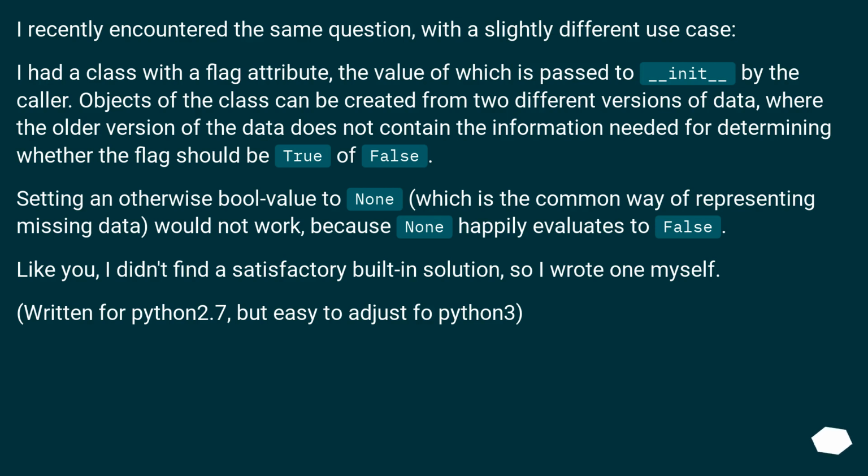I recently encountered the same question, with a slightly different use case. I had a class with a flag attribute, the value of which is passed to __init__ by the caller. Objects of the class can be created from two different versions of data, where the older version of the data does not contain the information needed for determining whether the flag should be true or false. Setting an otherwise bool value to None, which is the common way of representing missing data, would not work, because None happily evaluates to false.